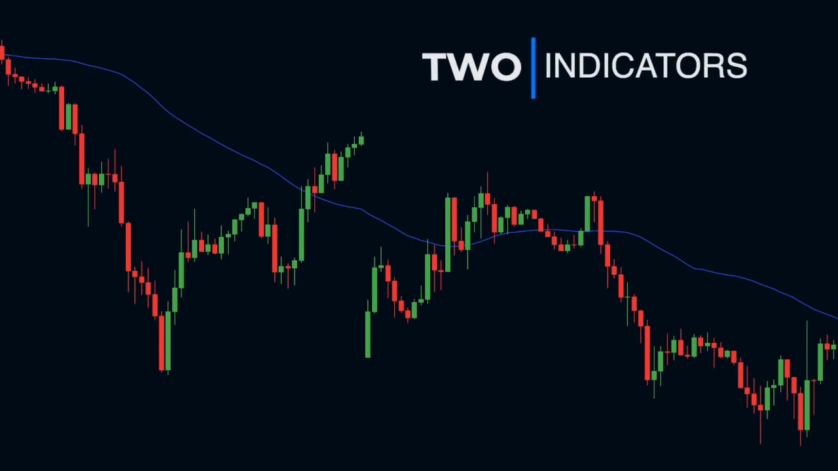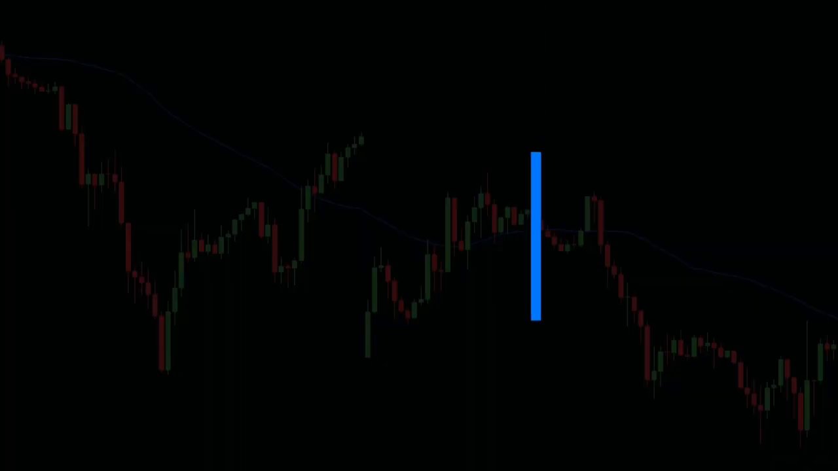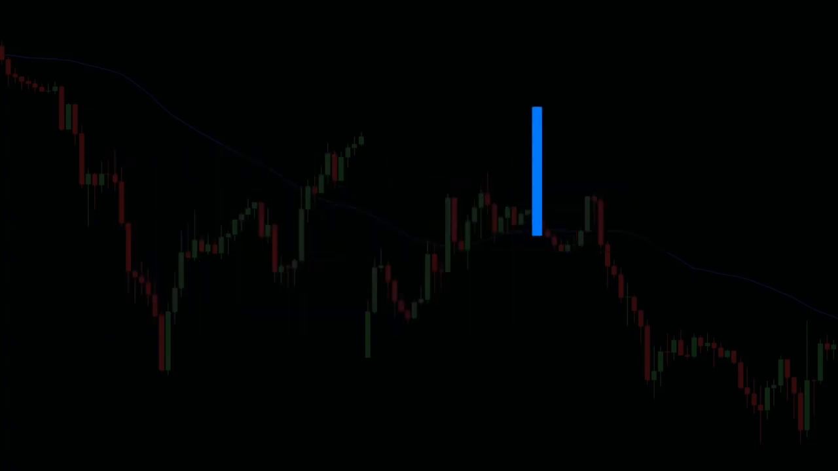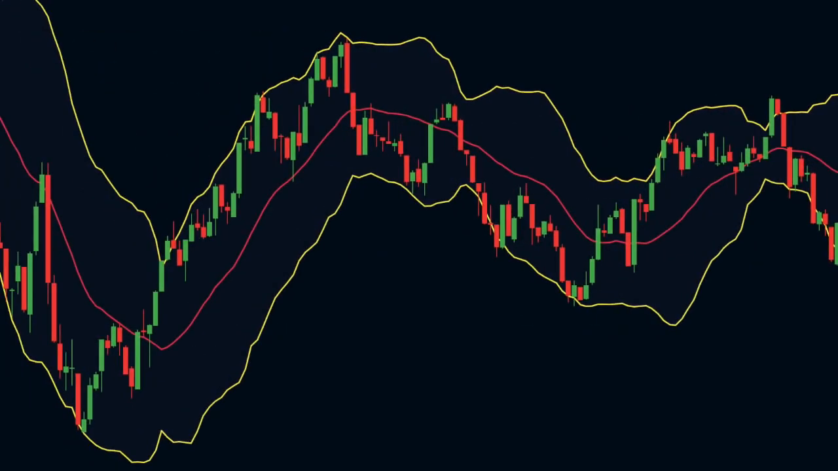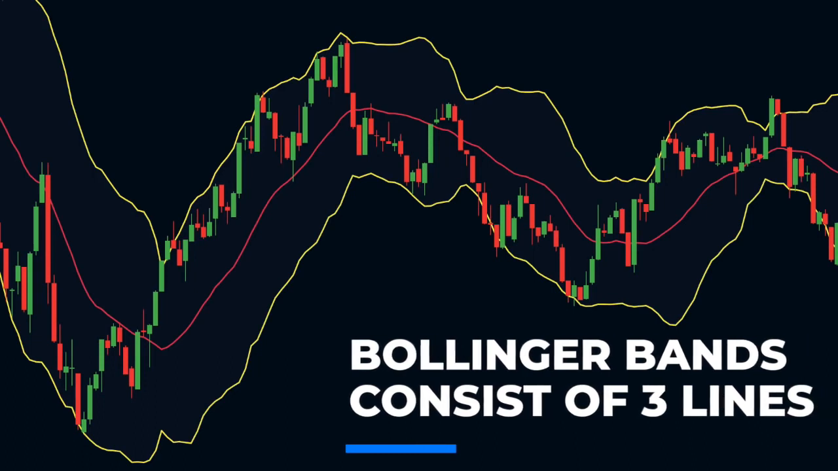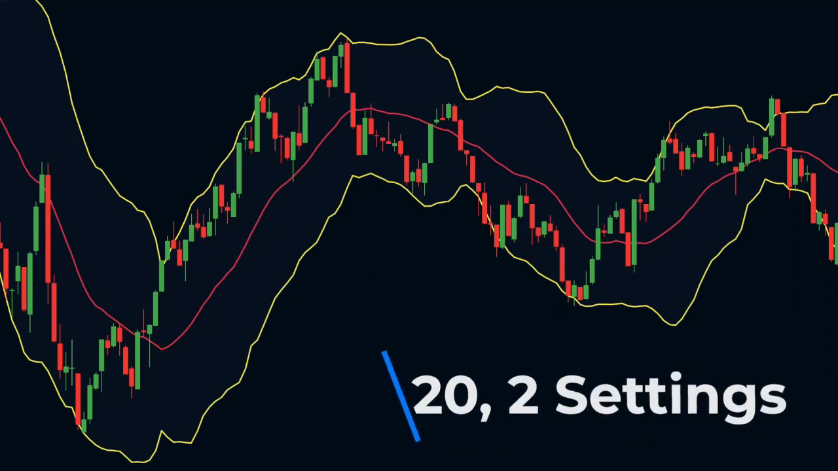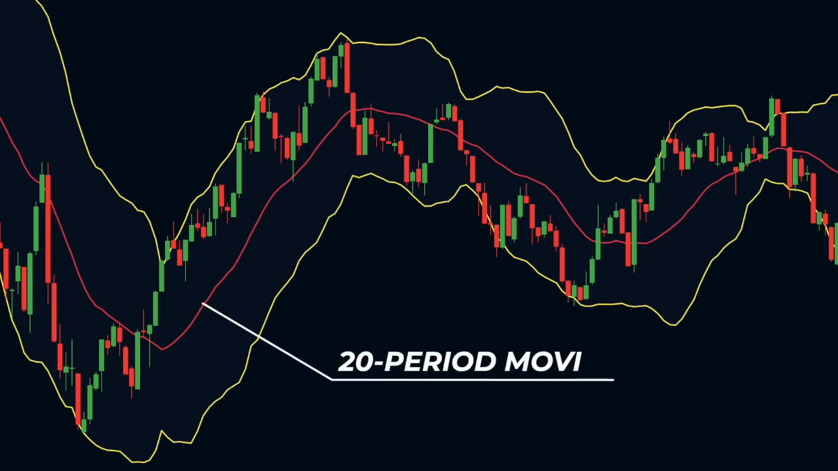For this strategy, we will mainly use two indicators. The first indicator that we will use is the Bollinger Bands indicator. The Bollinger Bands are a very popular indicator that helps us in identifying market reversals. Bollinger Bands consist of three lines. The middle line on the indicator is a simple moving average. By default, the Bollinger Bands are set to 20 and 2 in settings. This means that the middle line here is a 20-period moving average.